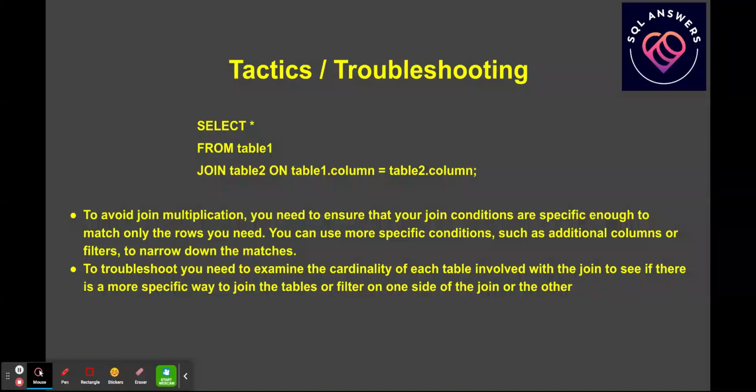To avoid join multiplication, you need to ensure that your join conditions are specific enough to match only the rows you need. You need to be specific in those conditions, and then add columns or filters to narrow down the matches. And as I said, to troubleshoot, you need to examine the cardinality of every table involved in the join to see if there's a more specific way to join the tables, or use a filter on one side of the join or the other.